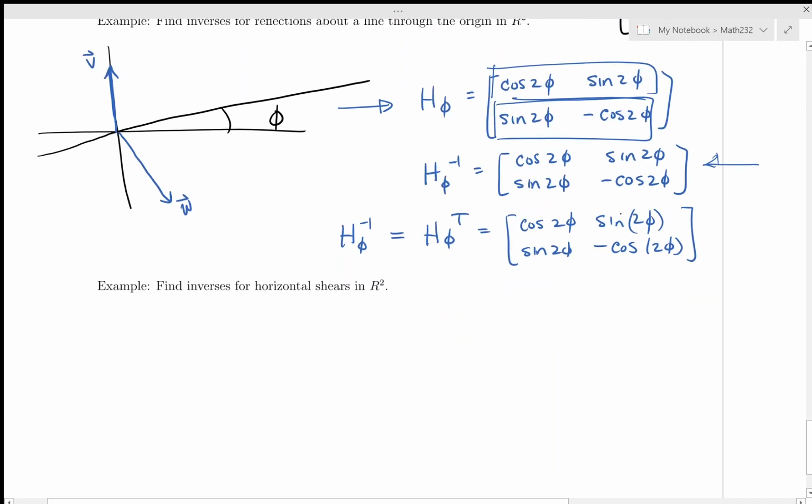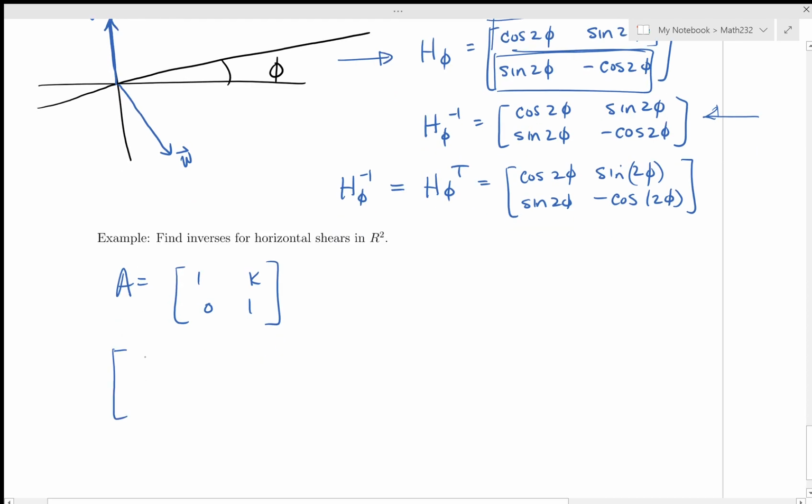Okay, let us do another example, possibly in a slightly different way. Let's find the inverse for horizontal shear. So here's the matrix for horizontal shear. It looks like that. Okay, let's find the inverse.